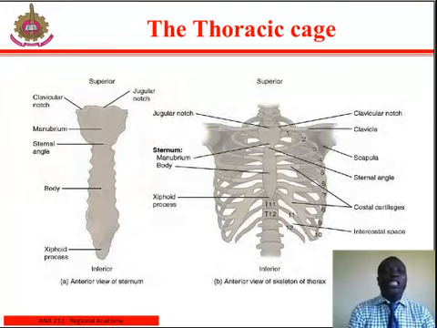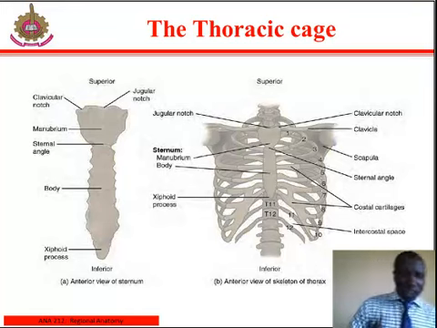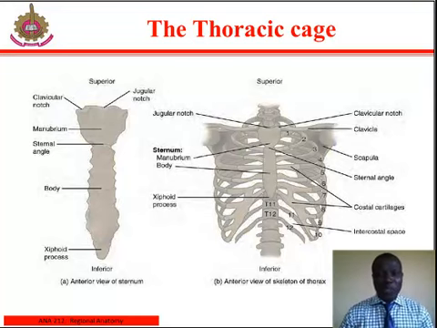Let's start with the thoracic cage. The thoracic cage forms the thorax, that is the chest portion of the body. It consists of the 12 pairs of ribs with their costal cartilages and the sternum. The ribs are anchored posteriorly to the 12 thoracic vertebrae, that is T1 to T12. The thoracic cage protects the heart and the lungs.